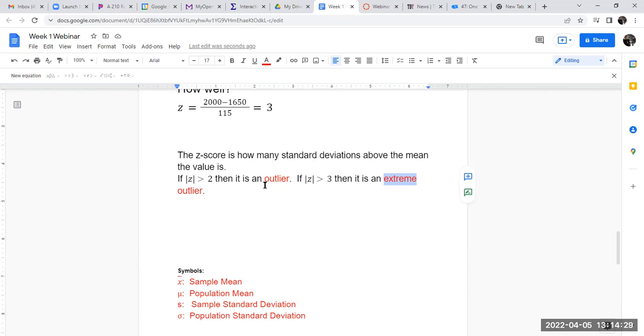So if the absolute value of Z is greater than 2, then we call it an outlier. If the absolute value of Z is greater than 3, we call it an extreme outlier. So if I ask you to find the outliers, you find the Z-scores for the values, and anything that's less than -2 or greater than 2 is an outlier. Any questions on that? Easy enough?